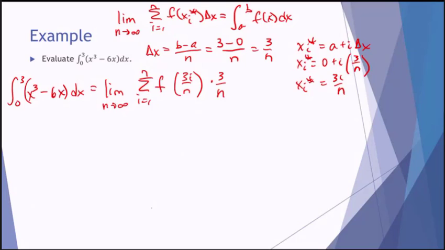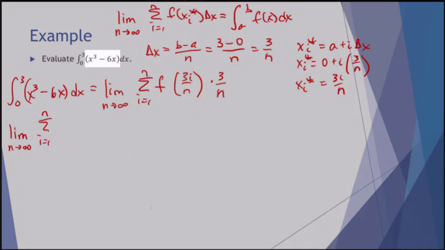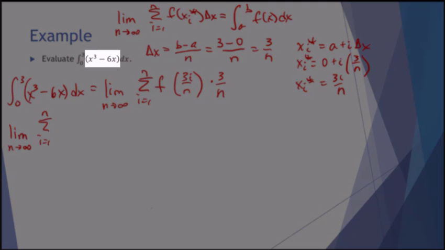I'm going to actually evaluate our function at our particular x sub i star. So we'll have the sum from i equals 1 to n. When I plug 3i over n into my function, x cubed minus 6x.